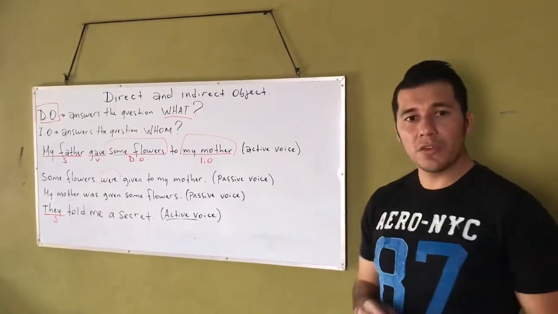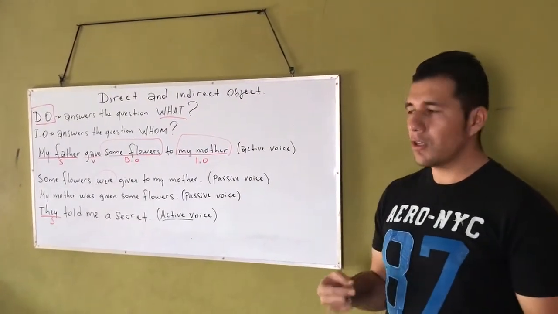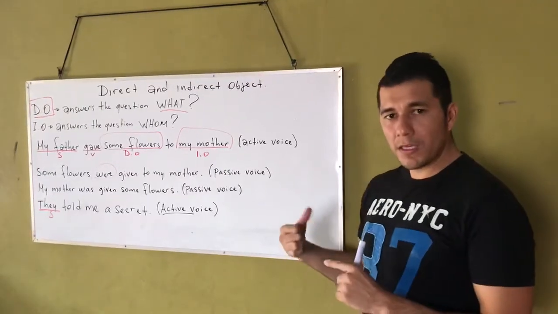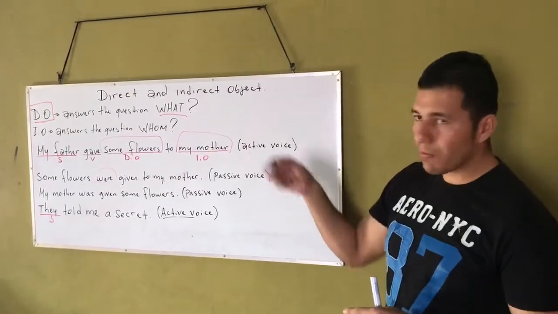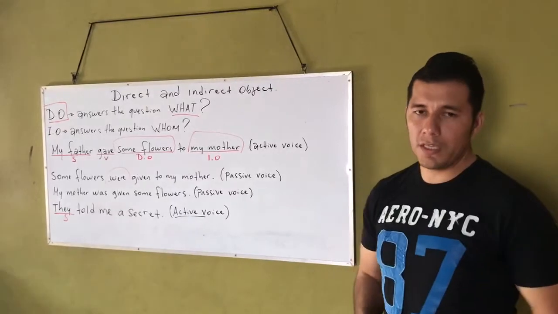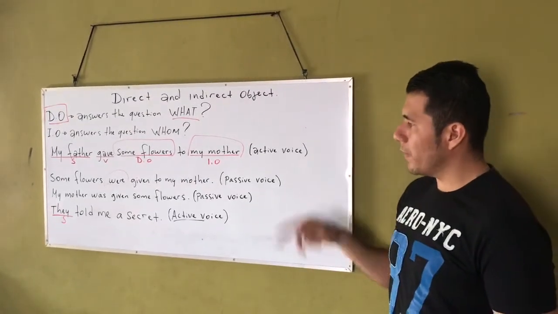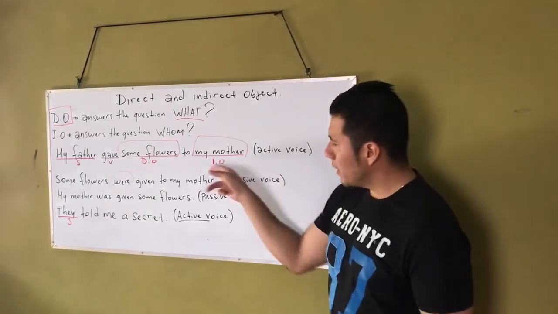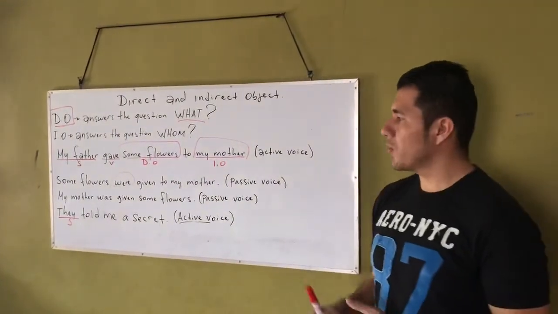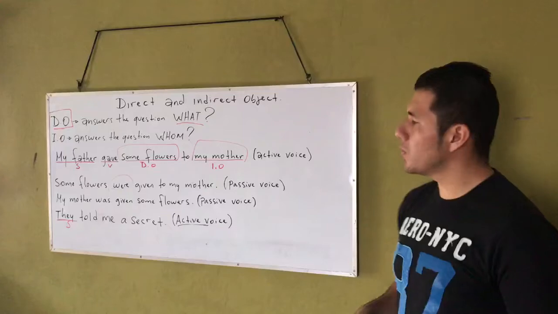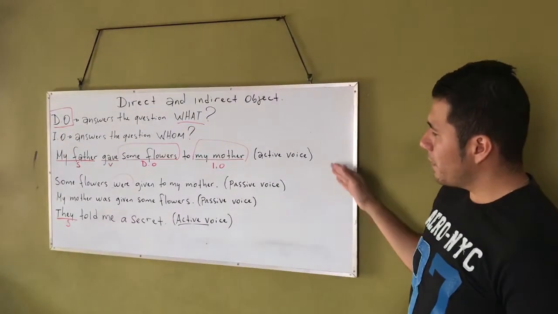So the first thing you need to do, you have to answer two questions: what and whom. What for direct object, whom for indirect object. So I have the first example over here. As you see, it's done already, so it's going to be a lot easier for you to identify it.